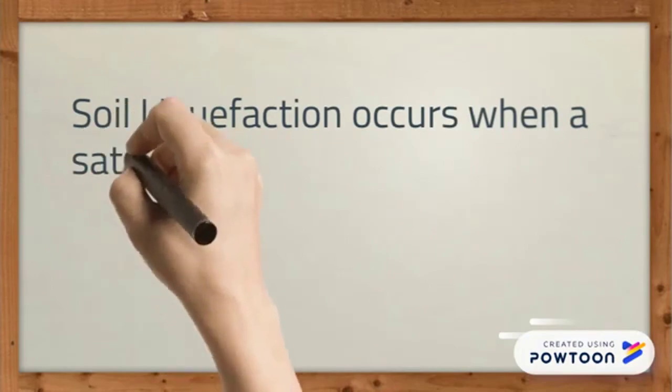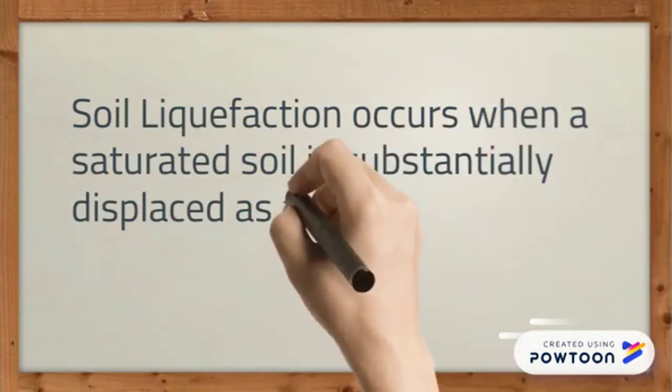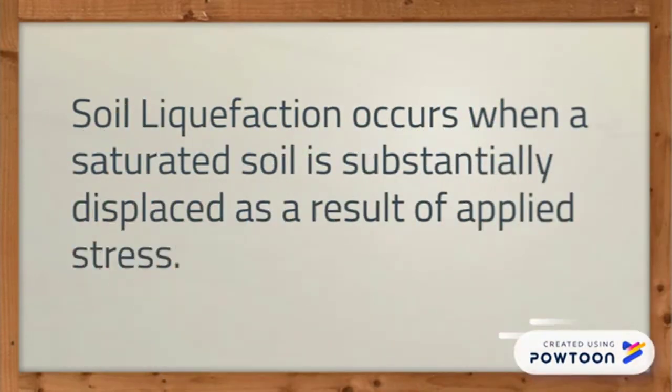How does a car sink into solid ground? The answer is soil liquefaction. According to the USGS, soil liquefaction occurs when a saturated soil is substantially displaced as a result of applied stress. Now that's quite a definition, so let's look at this concept at a closer level.